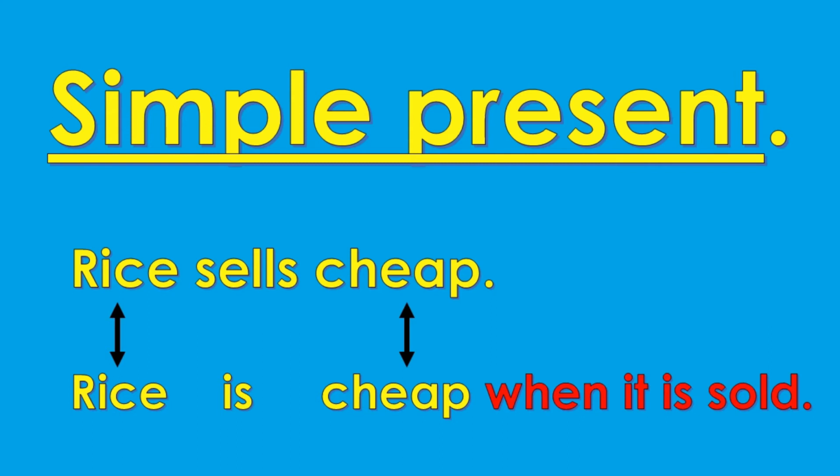We have replaced the main verb, which is sells, with the be verb is, and the rest is almost the same. Thereafter, we have to add an adverbial clause, and it will always begin with when. So we have put when.